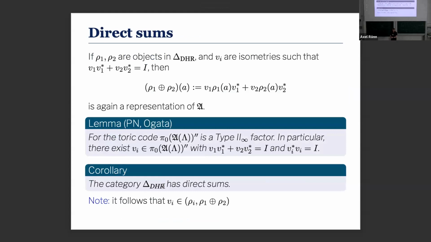Right. I want to use this to define direct sums. So if I have two objects in delta DHR and I can find two partial isometries such that the sum of their ranges is the identity, then I can find a new object in this way: B1 rho 1(A) B1 star plus B2 rho 2(A) B2 star.